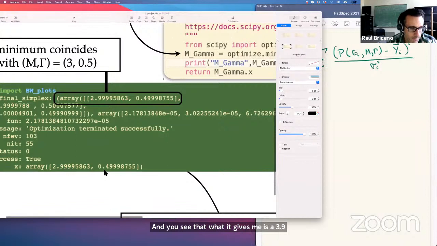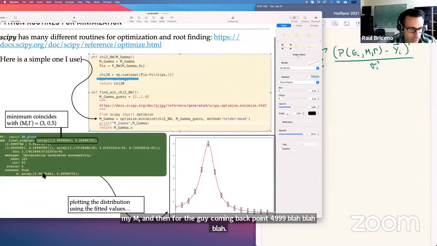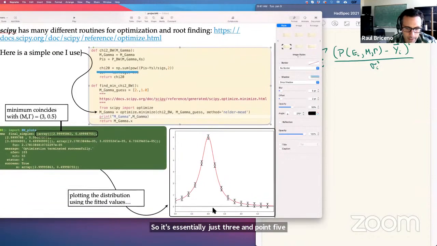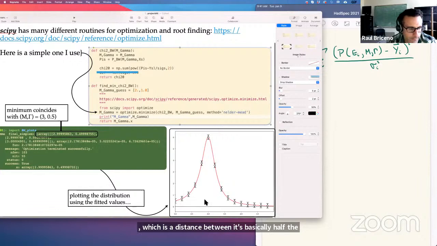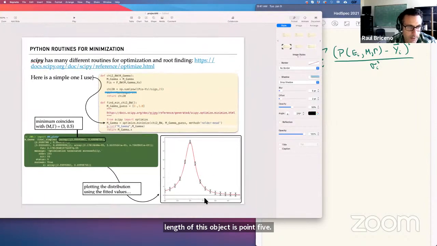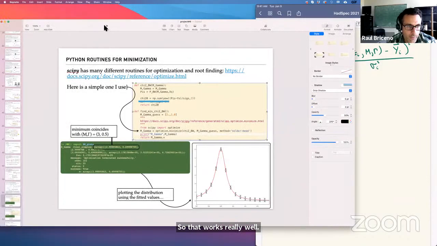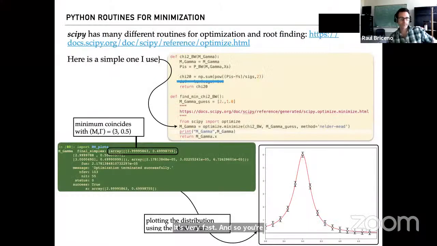And you see that what it gives me is 3.999 and so on for the first variable, which is my m, and for the gamma, it gives me back 0.4999 and so on. So it's essentially just 3 and 0.5, right? And look, indeed, my peak is at 3, and the width, which is basically half the length of this object, is 0.5. So that works really well. It's very fast. And so you're going to play with this.